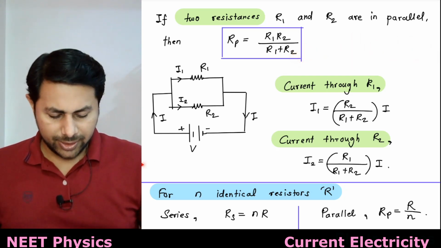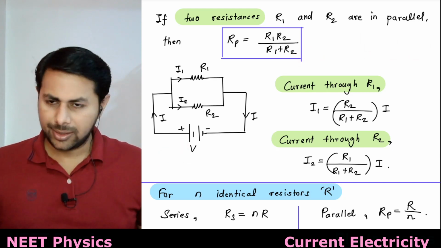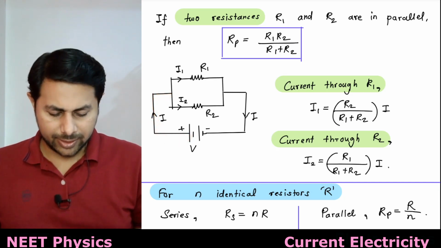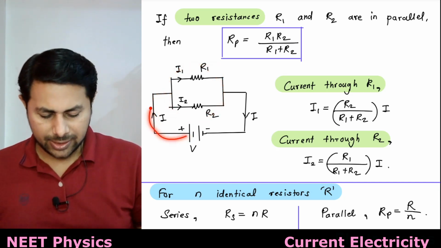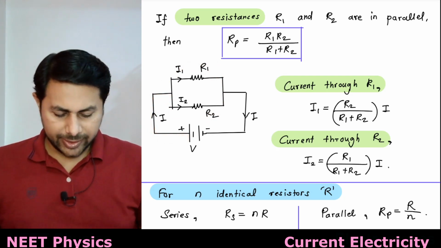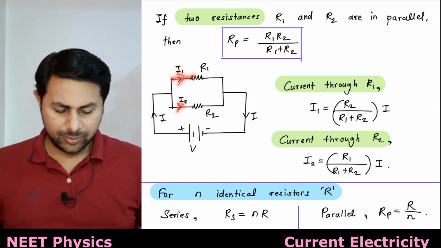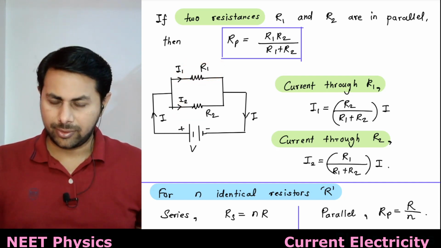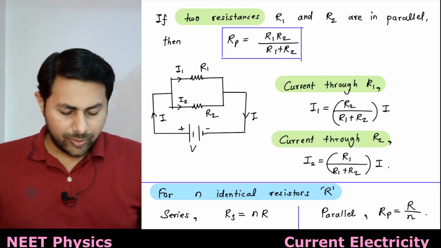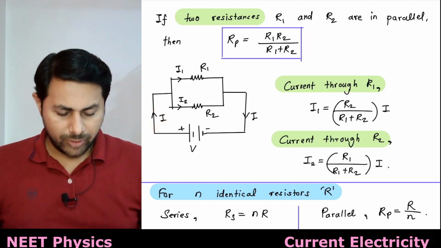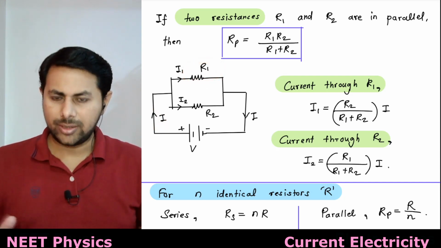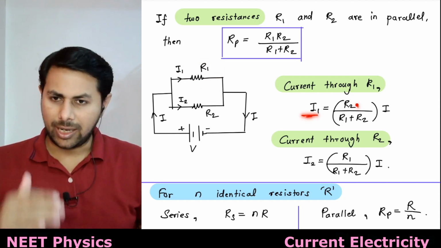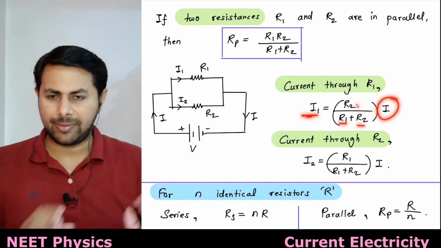Now this is an important relation. Suppose the current flowing through the combination of these two resistors is I. Then the current splits into two parts, I1 and I2. I1 is the current through R1 and I2 is the current through R2. So the total current is I. So what will be the current through R1? Remember this, it's I1. I1 is equal to R2 divided by R1 plus R2 multiplied by I.